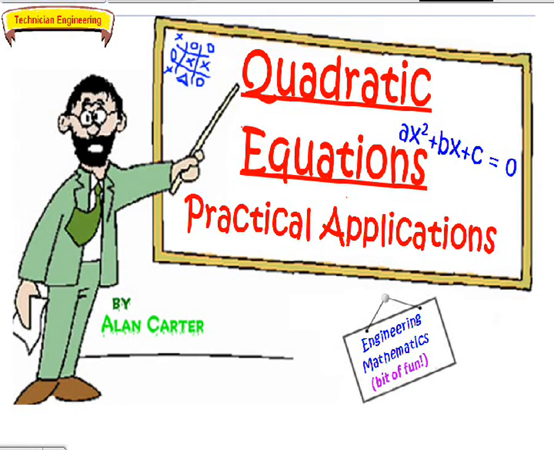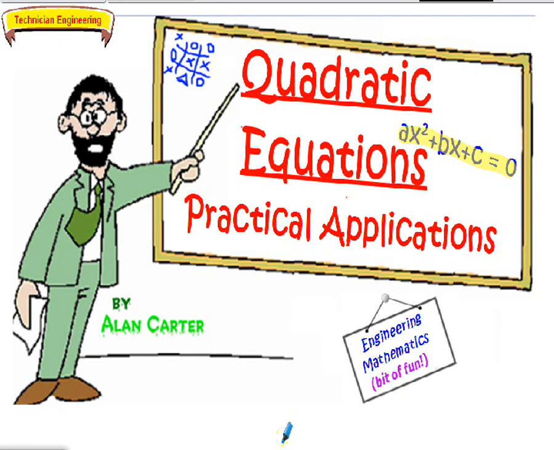Hello, and welcome to this presentation on quadratic equations. We're going to look at the practical applications of quadratics involving generation of a quadratic equation from information given in the form of ax squared plus bx plus c equals 0, which will be solved by either the factorisation method or the quadratic formula.